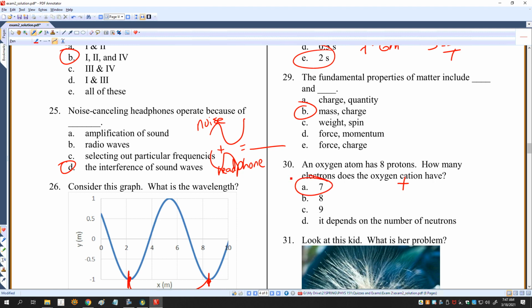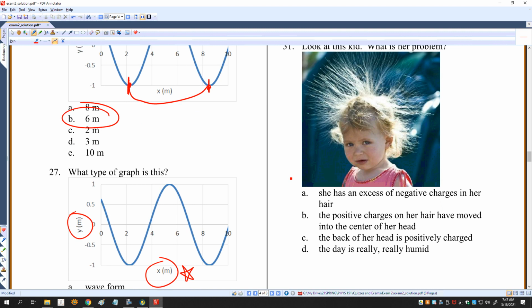So it's going to have 7 electrons. Look at this, kids. What's her problem? She has an excess of negative charges in her hair. The positive charges on her hair have not moved. In fact, positive charges don't really move at all in an object usually. The back of her head is positively charged? That's not true. And the day is really, really humid? That's not true either. In fact, you would get the opposite effect if you had a large humidity. You could say that the day is really, really dry. That's probably the case. That's almost certainly the case.